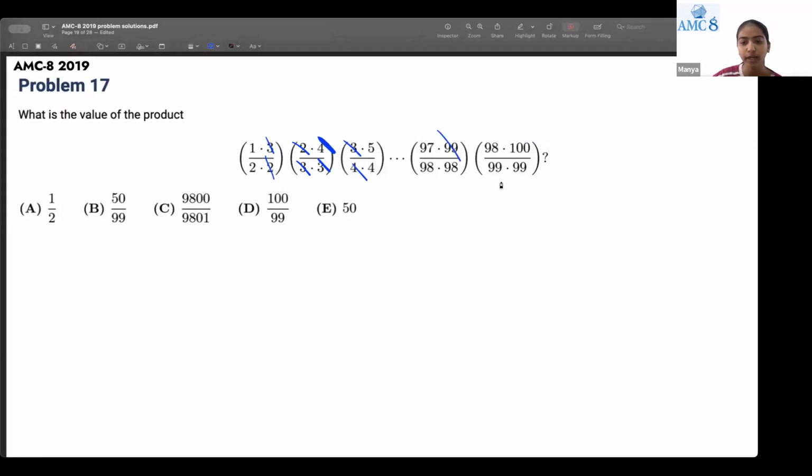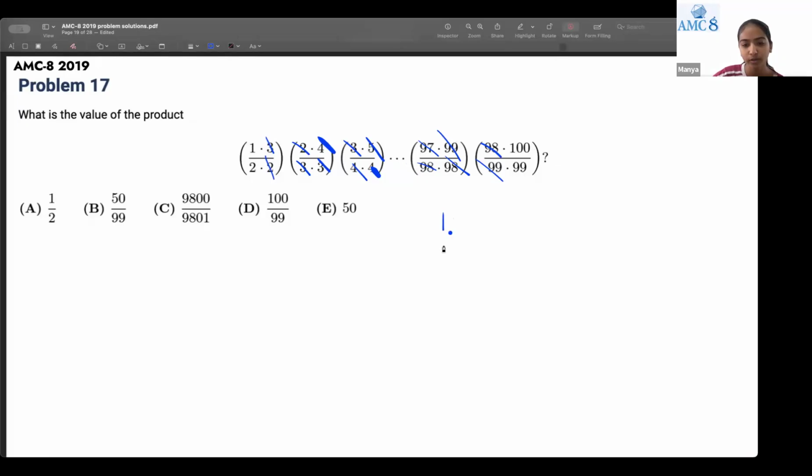And then we can cancel the 99, 98. And we will know that the 5 and 4 will be canceling in the next sequence, and 97 and 98 will be canceling in the before sequence. So the three dots means that it'll be continuing the sequence. And so we'll be left with 1 over 2 times 100 over 99.